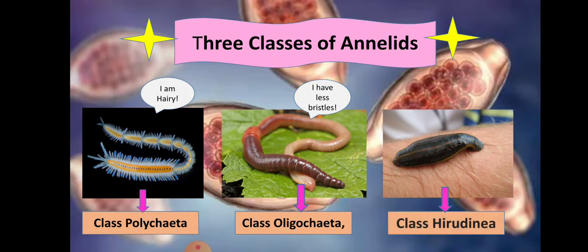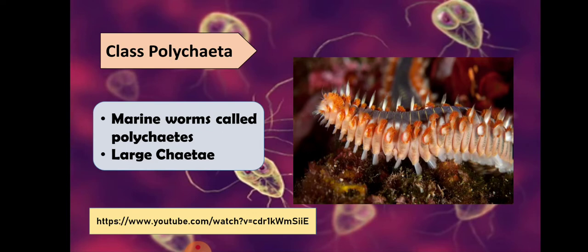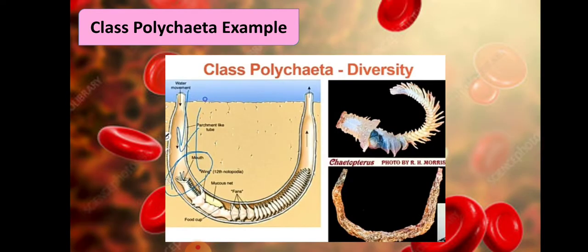And lastly is the class Hirudinea. They're also marine, freshwater, and terrestrial worms. One example of these are the leeches. We might not like this one because they could bite you and suck your blood. So let's take a look at the class Polychaeta.